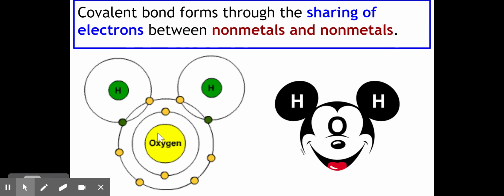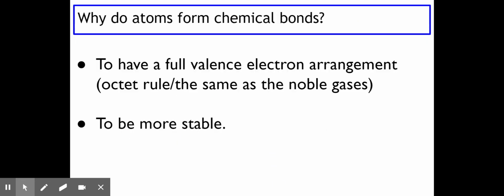So when oxygen and hydrogen meet together, hydrogen contributes one electron and oxygen contributes one, and both of those electrons move around hydrogen and oxygen. It forms a covalent bond. And here's the structure of water, and people say it looks like Mickey Mouse. Okay, a covalent bond forms only between nonmetals and nonmetals.